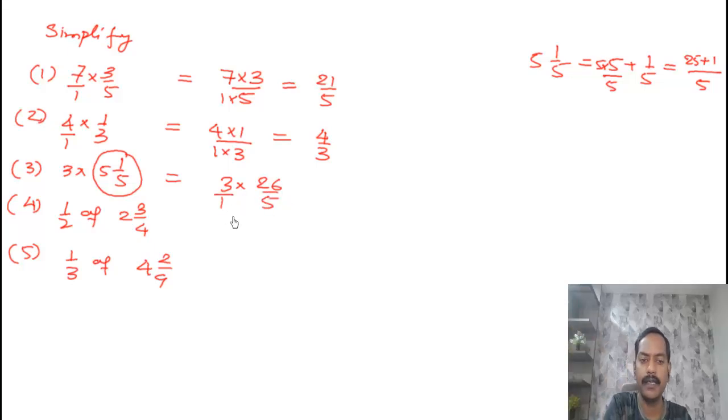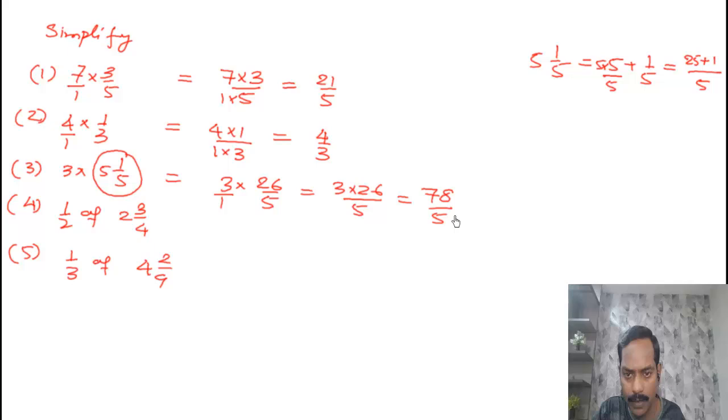Again, 3 can be written as 3 by 1. For that it should be 3 multiplied by 26 divided by 5 into 1, which is 5 itself, right? So I'm just taking help of a calculator so that I should not get it wrong. So it is 78 divided by 5. This is the overall value for 3 into 5 1/5, right?